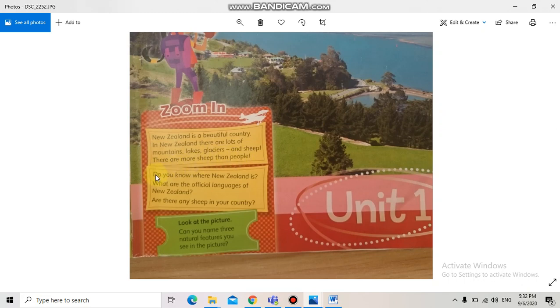And then we have here in the second box questions. I need you to number them 1, 2, and 3. 1. Do you know where New Zealand is? 2. What are the official languages of New Zealand? 3. Are there any sheep in your country? And then we will move to this green box. Look at the picture. Can you name 3 natural features you see in the picture?